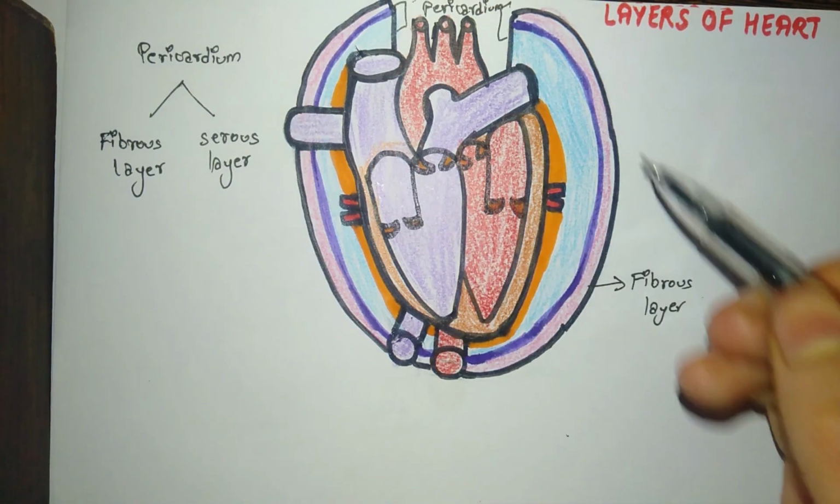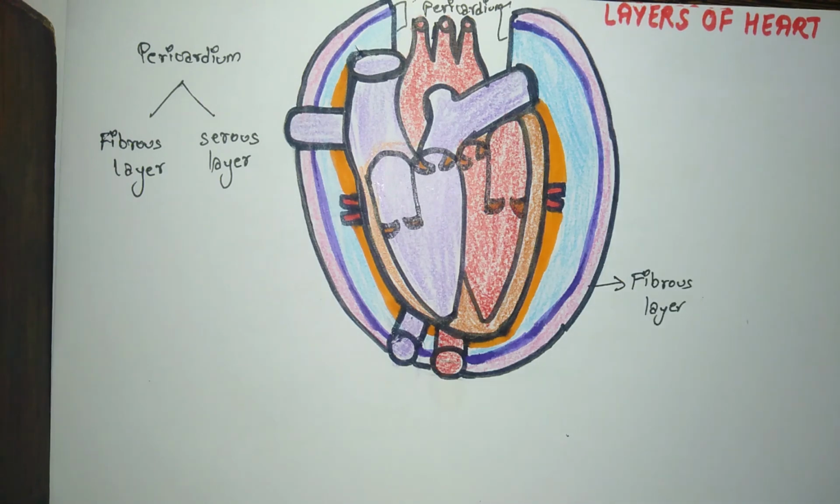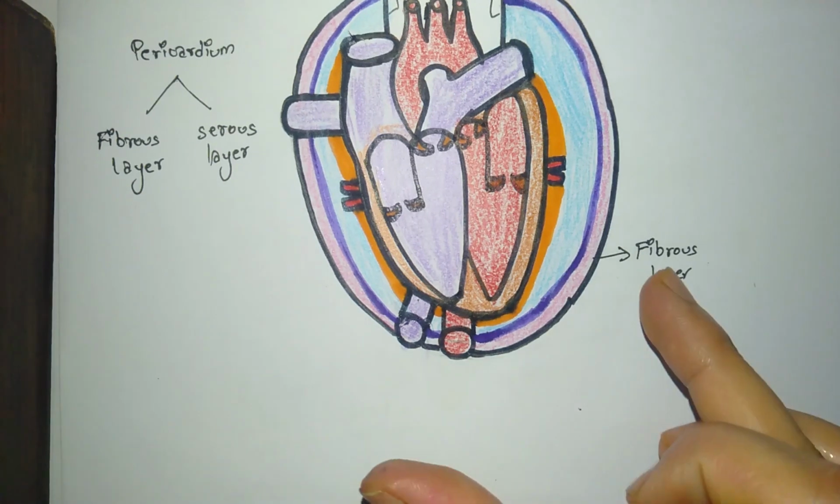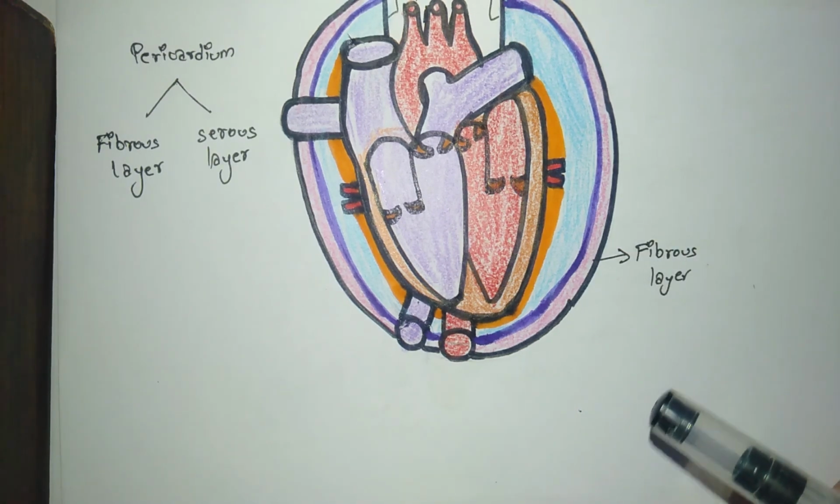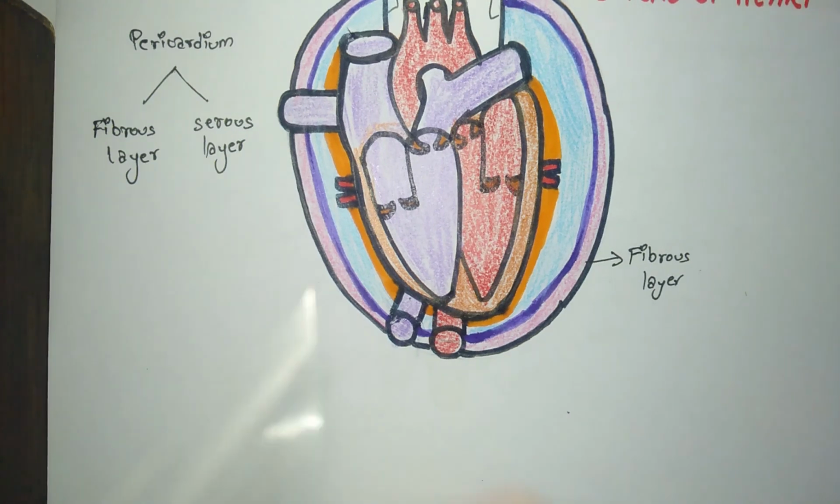And you can see here the heart is in the lap of this pericardium. The function of the fibrous layer is to prevent the overstretching of the heart, as the heart is in the lap of this fibrous layer. So this fibrous layer protects the heart as well as prevents the heart from injury. Another is the serous layer.